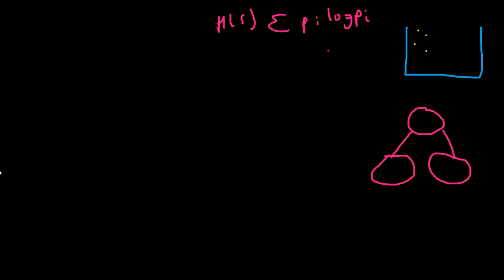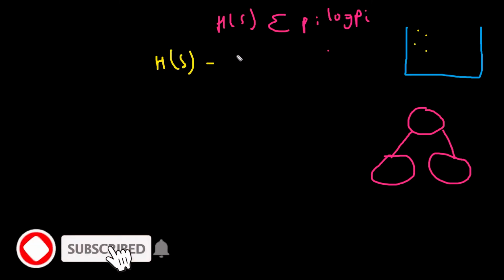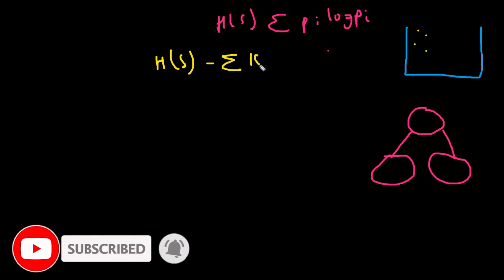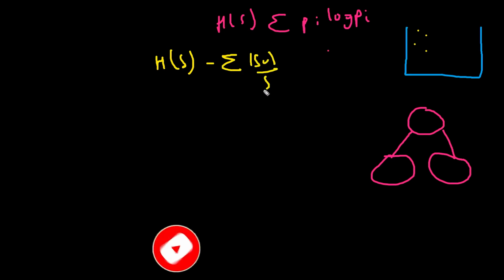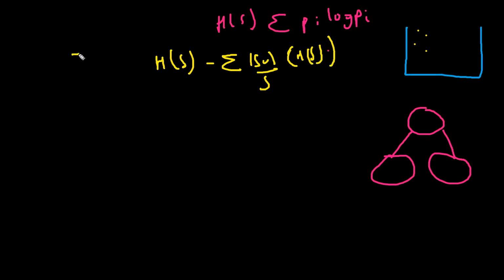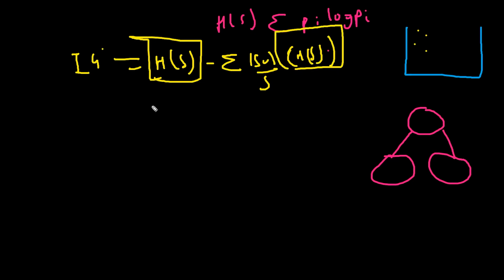Okay, so the formula is going to be like this: H(S) minus summation of S_v divided by S multiplied with H(S_v). This is going to be our information gain. So information gain is basically the previous entropy that we have minus the new entropy that we have. Okay, so this is the formula that we are going to use.